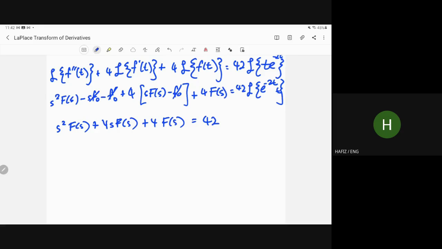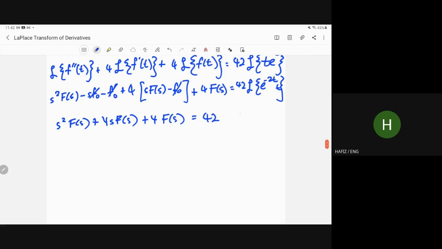Since we're using the first shift theorem, the usual answer for the transform of t is 1 over s squared, but because we are shifting it with e to the minus 2t, this becomes 1 over (s plus 2) squared. So this is the first shift theorem. You have to look that back up.